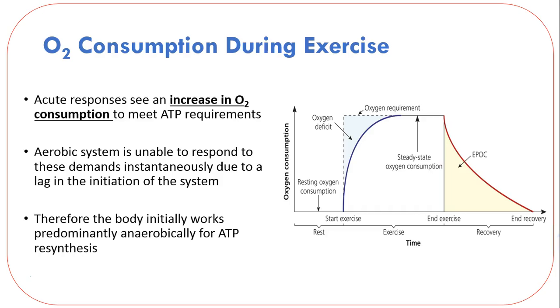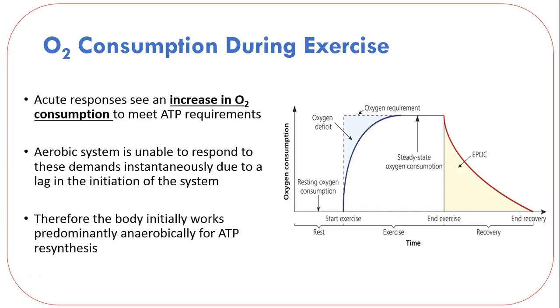Okay, so previously we've looked at our acute respiratory responses to exercise. And we know that there's an increase in our respiratory responses to help meet that increase in oxygen consumption that's happening during exercise so that we can have the ATP requirements met. Our aerobic system initially is unable to respond quick enough to these demands of exercise.